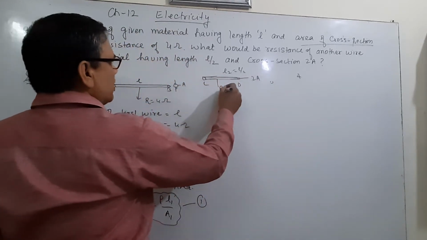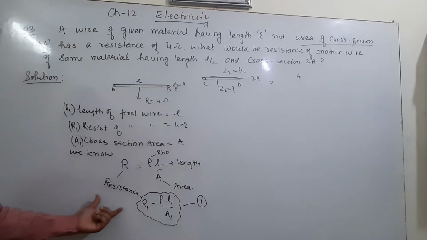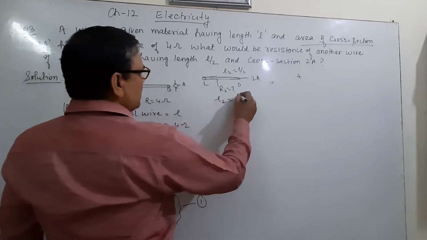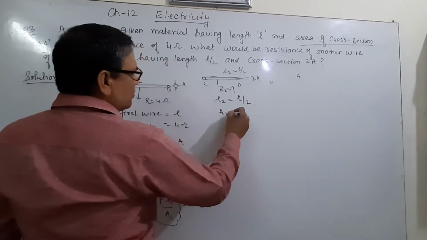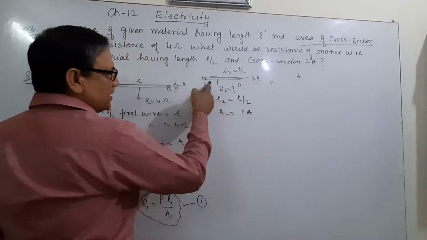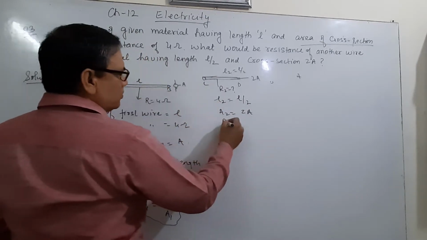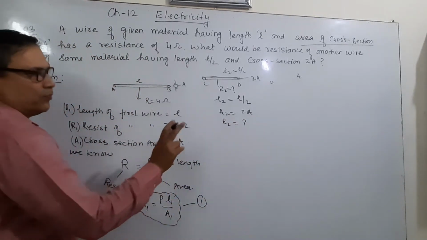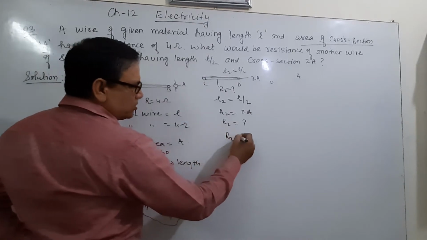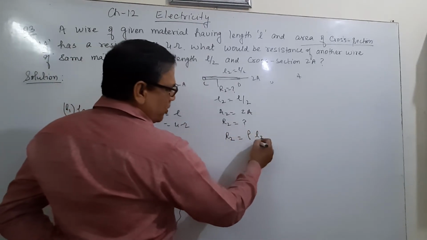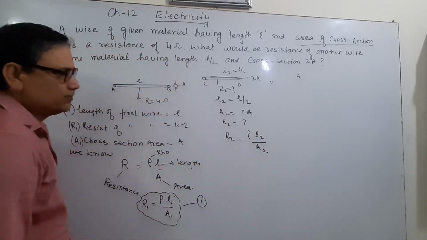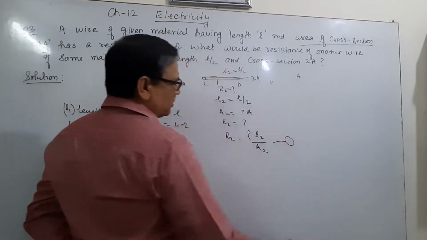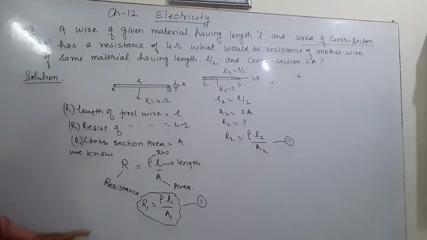And we have to find out R2. This is the question we have to find out. Again, the same for L2: the length of the second wire is L by 2, and A2 is equal to 2A, the area of the second wire. R2 is the question mark. Again we have to apply the formula: R2 is equal to rho L2 upon A2. This is equation number two. But we have to find out R2.